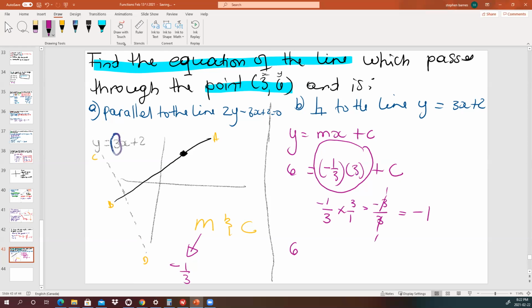So this equals negative 1. So I will have 6, and this is a negative 1. So when I carry it across the equal sign, it becomes a positive 1, yes? 7 equals c. So the equation of this line is going to be y equals m, which is negative a third, x plus 7. Follow? Yes. Any questions?